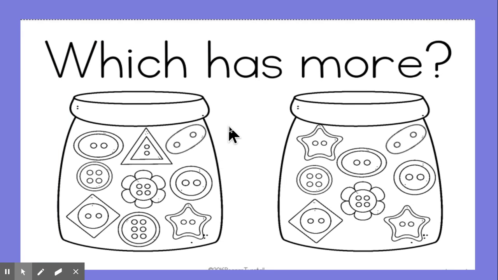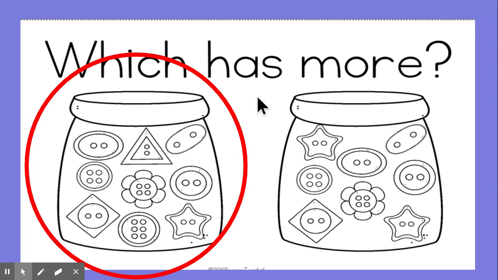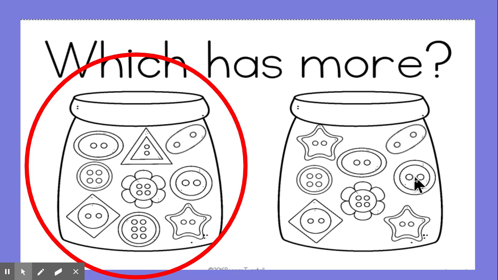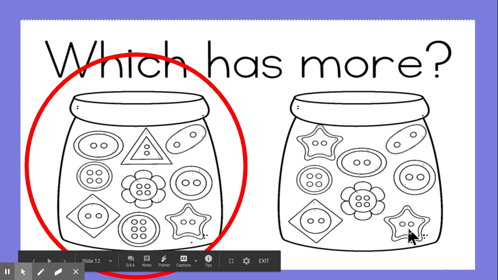Which has more? Which one do you think has more? Do you think the left or the right? Just by looking. If you said the left, you are correct, because there are 1, 2, 3, 4, 5, 6, 7, 8, 9. And then here we have 1, 2, 3, 4, 5, 6, 7, 8.